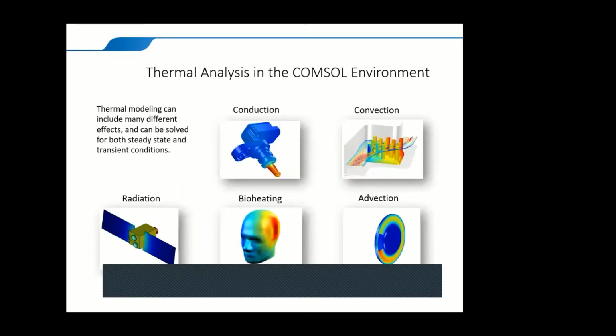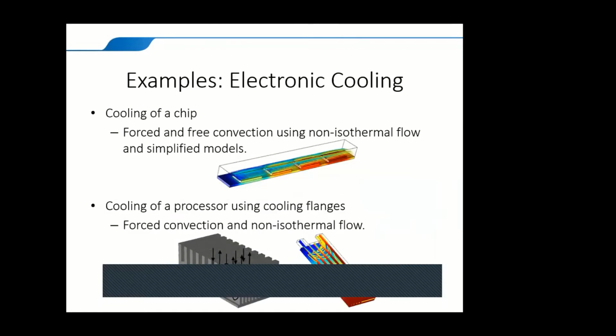You can use the COMSOL Multiphysics Heat Transfer Module to simulate conduction, convection, radiation, bioheating, and advection in any of your models. You can combine it with other physics or other modules as much as you need. Some of the examples you can use the module for is to simulate cooling of electronic chips, for example, packages of integrated circuits, PCB boards with the electronic components soldered on them. You can also simulate heat sinks and other conductors.